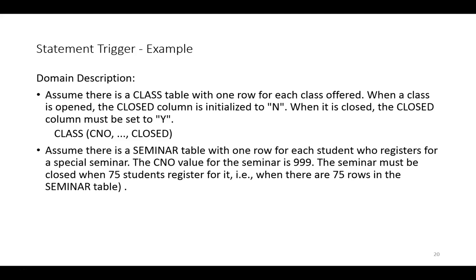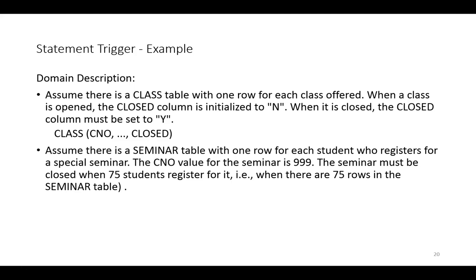Assume also that we have another table called seminar. In the seminar table, we record one row for each student who registers for this special course, this special seminar. The course number for the seminar is 999. The seminar must be closed when we have 75 students who register for it. That's the capacity of our seminar hall, so we cannot allow more than 75 students.